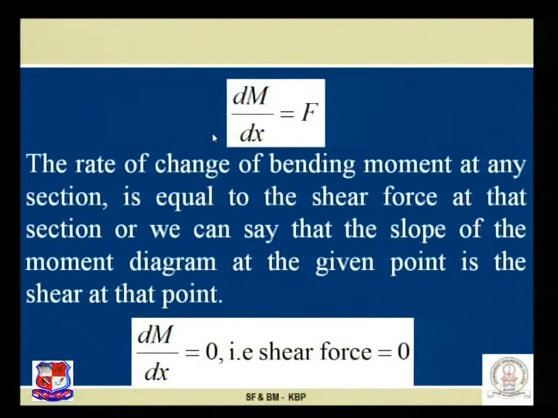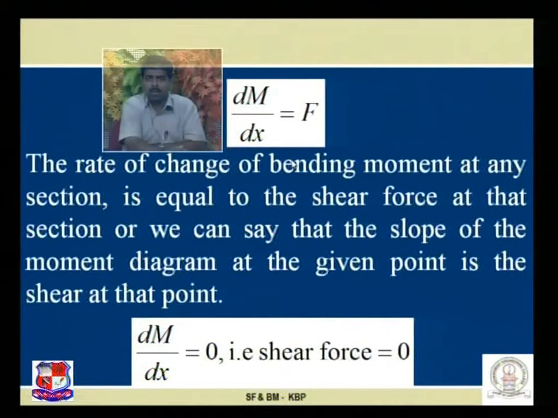The basic significance is that the rate of change of bending moment at any section is equal to the shear force at that section. Or we can say that the slope of the moment diagram at a given point is the shear force at that section. So dM by dx is equal to F means the slope of the bending moment at a given section is the shear force at that corresponding section.